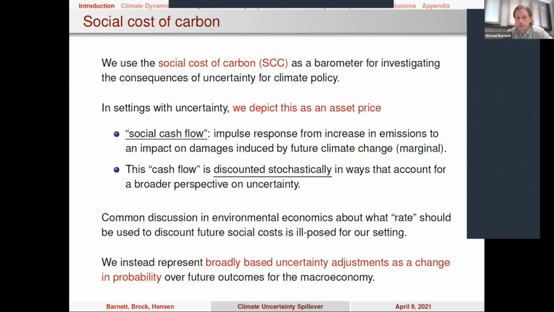Now, a common discussion that comes up in environmental economics can often be what rate should we be using to discount these future social costs. We actually find that this isn't necessarily the right question to think about in our framework, because we're going to instead represent broadly based uncertainty adjustments as a change in probability over future outcomes for the macroeconomy.